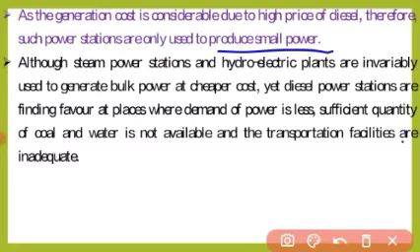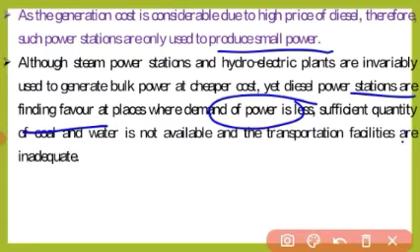Although steam power stations and hydroelectric plants are invariably used to generate bulk power at cheaper cost, diesel power stations are finding favor at places where the demand of power is less. Where sufficient quantity of coal and water is not available and the transportation facilities are inadequate, we can install the diesel power plant.